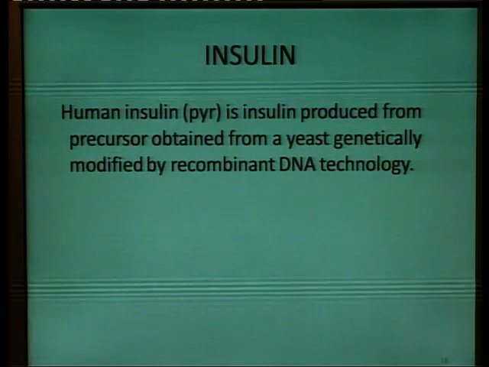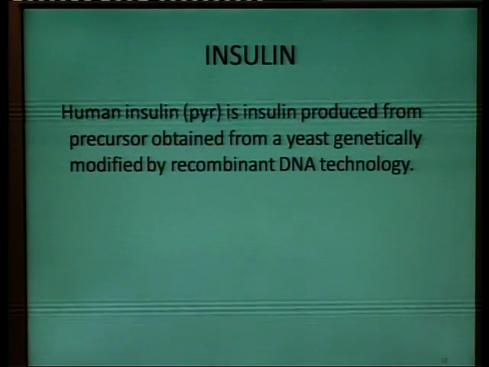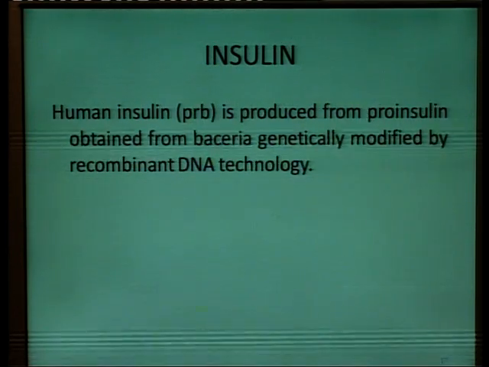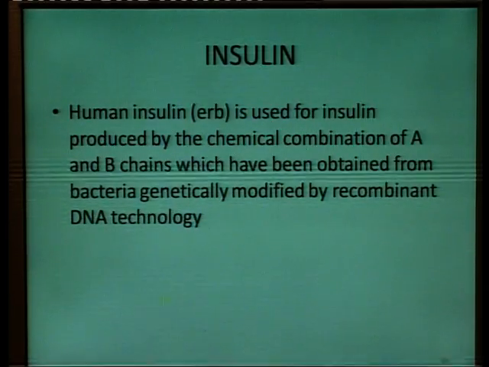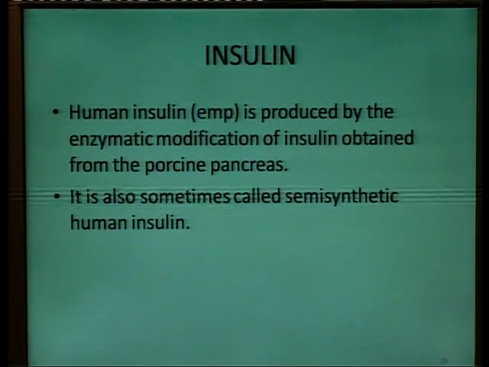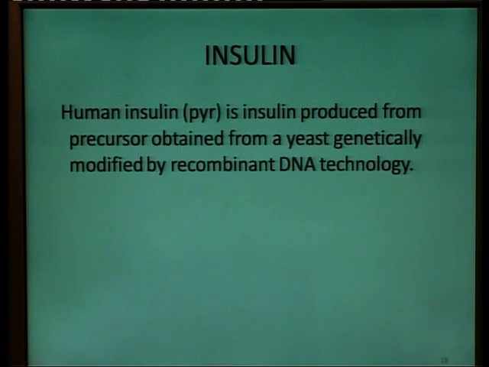So you just see we have PYR, PRB. In PYR it is obtained from yeast. In PRB it is obtained from bacteria. ERB has been obtained from bacteria. Or EMP, it is produced from the enzymatic modification of insulin. So whether it is EMP, ERB, PRB or PYR, the sources may be different, but all of them have been genetically modified by recombinant DNA technology.